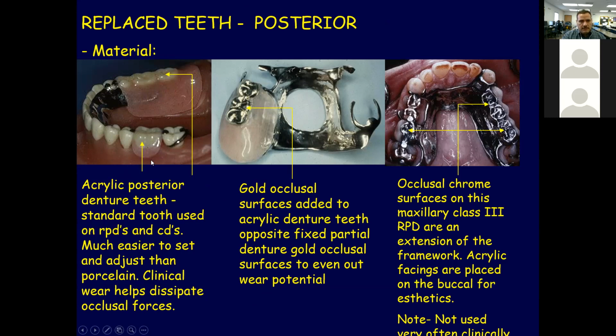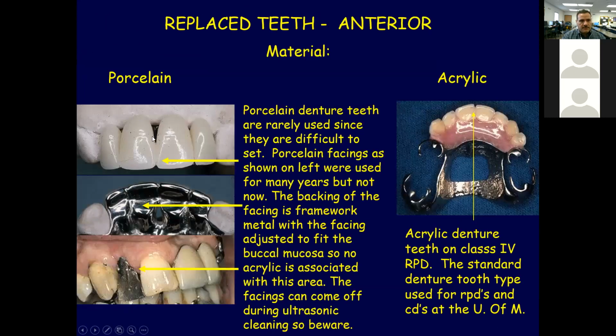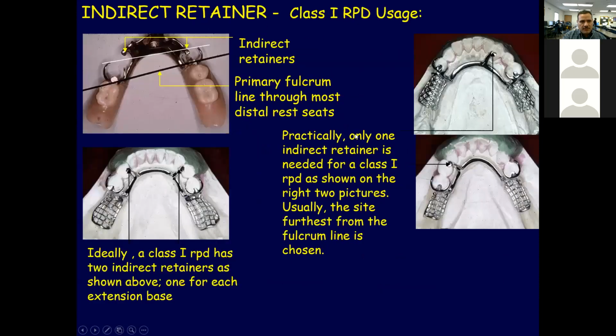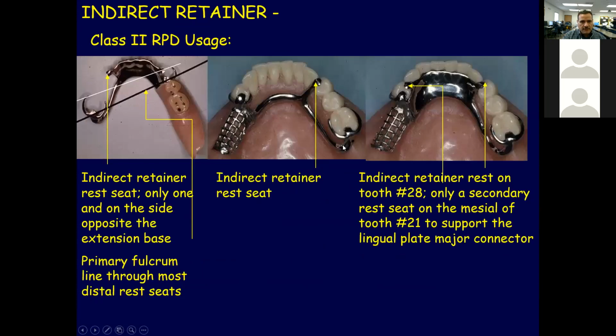All these replaced teeth, all these fake teeth. Porcelain is very expensive and difficult to adjust because sometimes it will be higher. If you try to grind it, it will break. While the acrylic is the best. I don't want you to know about the indirect retainer now. We'll talk about the indirect retainer later.